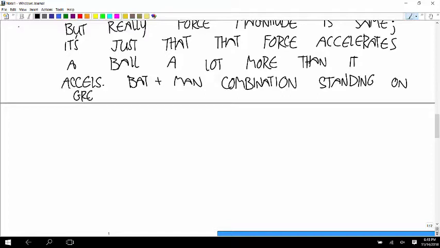So what happens as a result of this collision isn't determined by a difference in the force. It's just determined by what else is going on. What are the masses of the two different things? What are the other things touching? That sort of stuff.